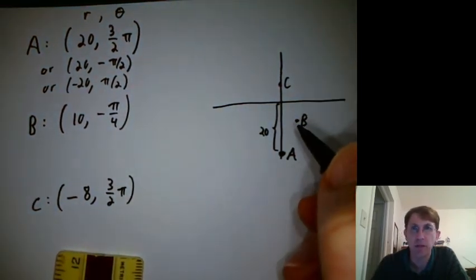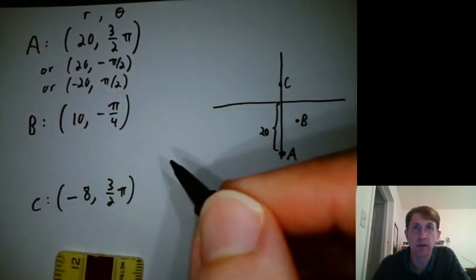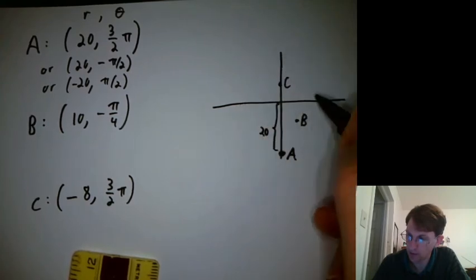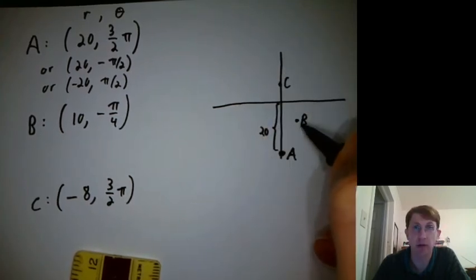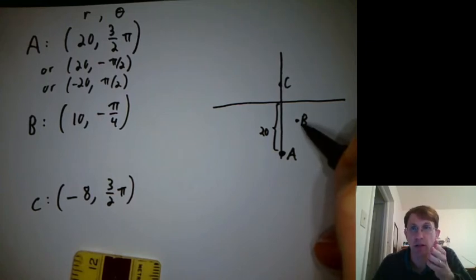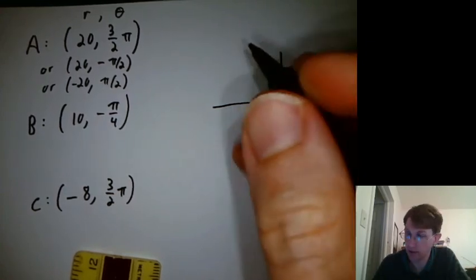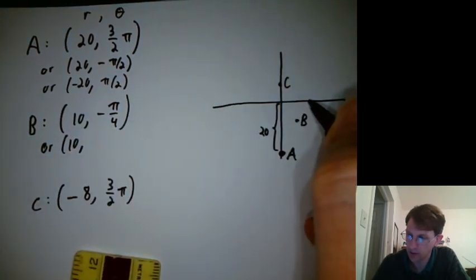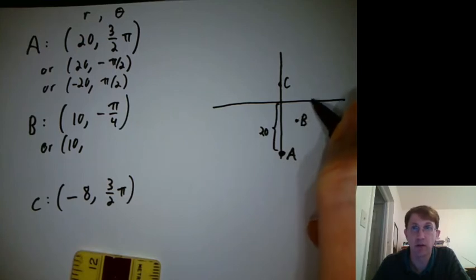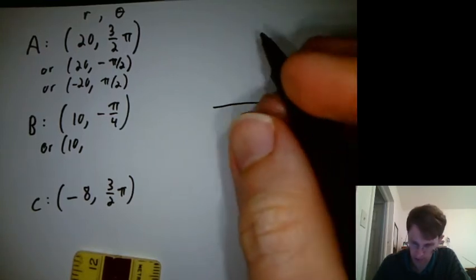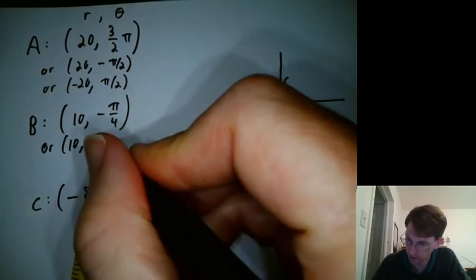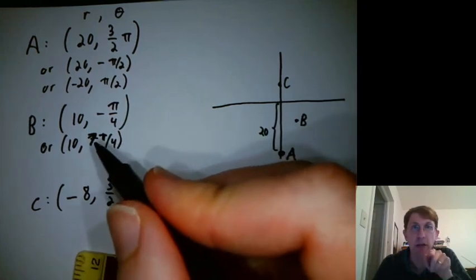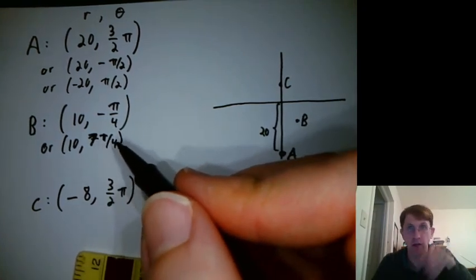How about B? Can you say other ways to represent B? Well, here we actually went not most of the way around the circle, we went backwards a little bit. So you could say, let's go most of the way around the circle instead. So you could say, still a radius of 10, but instead of going backwards 45 degrees, I want to go almost all the way around, which would be 7 pi over 4. You see how if it was 8 pi over 4, that would be 2 pi, which would be all the way around the circle.